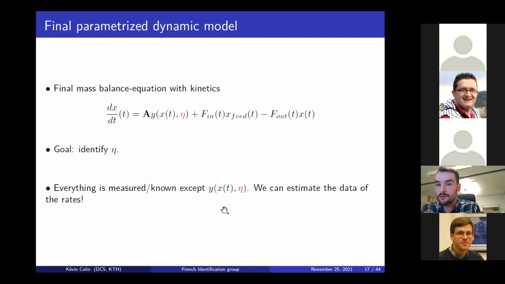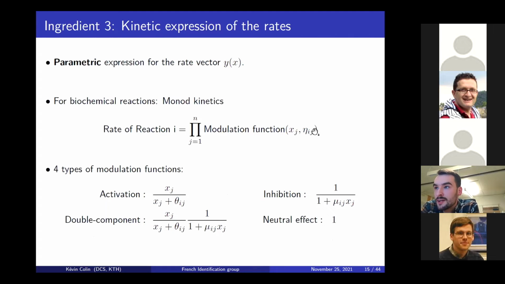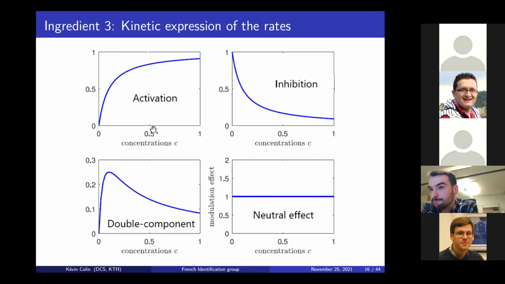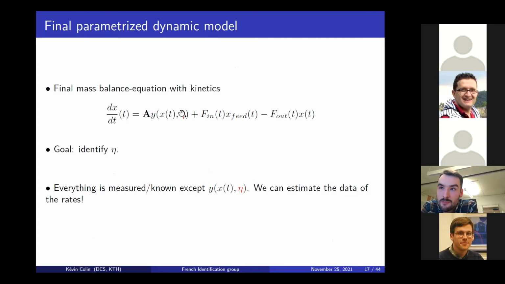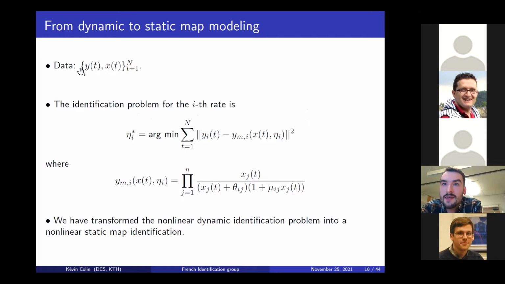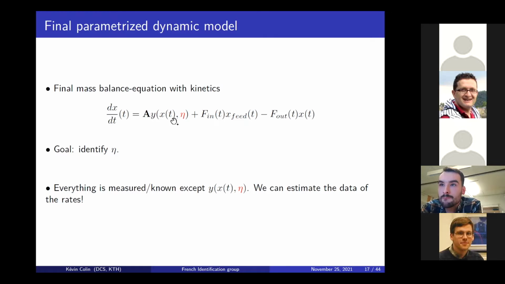Okay. So at the end, the final mass balance equation we have with the kinetics is this one. And what we want to estimate is this parameter vector eta, which is the concatenation of all parameter vectors eta ij. Our goal is to identify this parameter. But the nice thing here, and this is what is done in bioprocesses, is that everything in this equation is known or measured. So you can directly estimate the data of Y, the vector of the rates of the chemical reactions. And so what you have at the end is this data set, this quantity that we want to model.